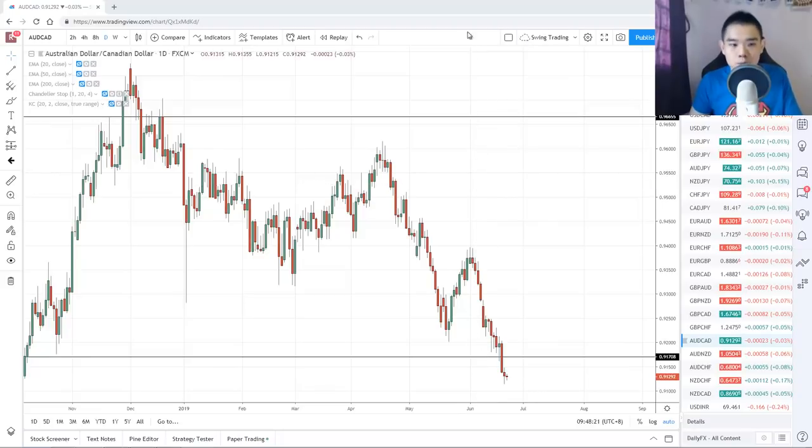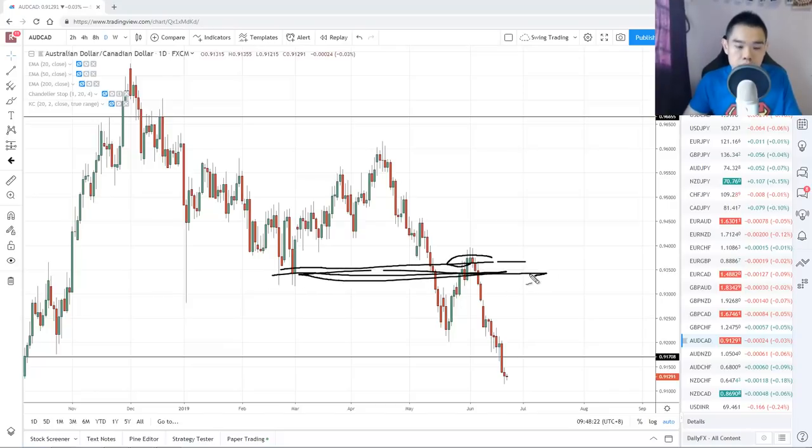And as for target-wise, I would say this would be a key level to be watching out for, before this swing low, somewhere about here, right? So for swing traders out there, this could be a potential swing that you can look to capture, this one swing over here. Okay, so this is Aussie Canadian.